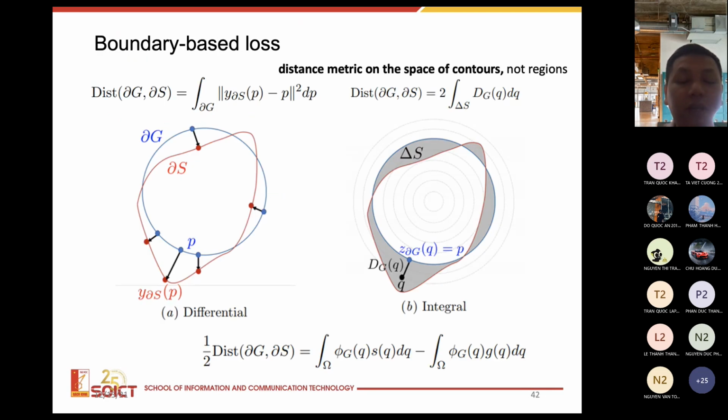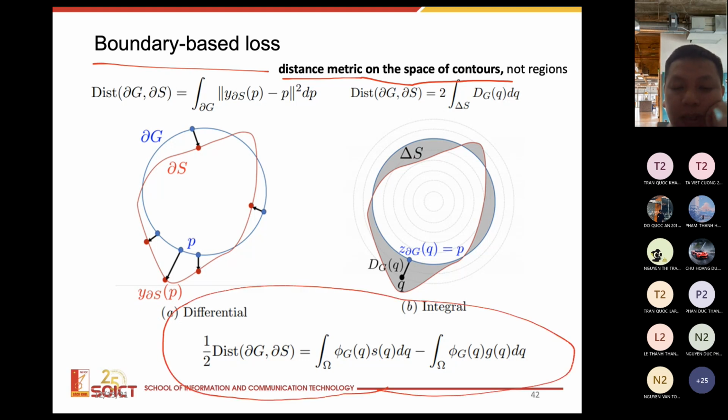Another advanced loss function that you can use is a boundary-based loss function. It actually uses a distance metric on the space of the contour, not on the regions in the prediction, and not the region, right? So the idea here is to minimize the differences between the contour of the ground truth and the prediction distribution, and its formulation. I will not go into the detail about this loss, but if you are interested, you can take a look into the paper on boundary-based loss, right?